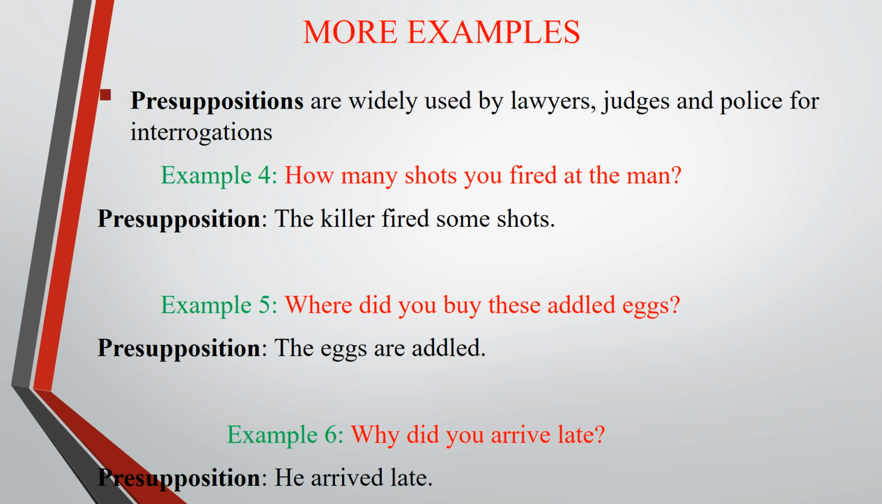Example number 5, "Where did you buy these adult eggs?" The presupposition: the eggs are adult. Example 6, "Why did you arrive late?" The presupposition here is that the person being asked has arrived late.